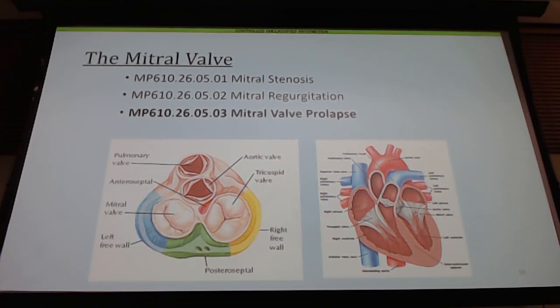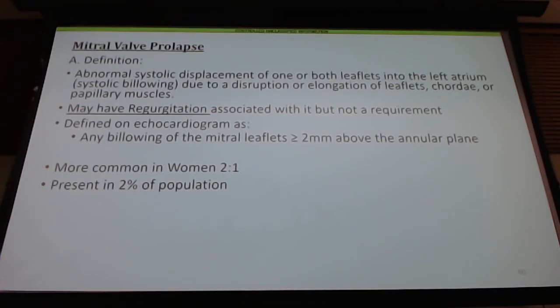Let's finish up with mitral valve prolapse and we'll be done for the day. So mitral valve prolapse is a separate entity from regurgitation. But you can have regurgitation with mitral valve prolapse. So not all mitral valve prolapse is going to have regurgitation, but the most common cause of mitral regurgitation in the United States is mitral valve prolapse. So I know that's kind of semantics, but just because you have mitral valve prolapse does not mean you have mitral regurgitation as well.